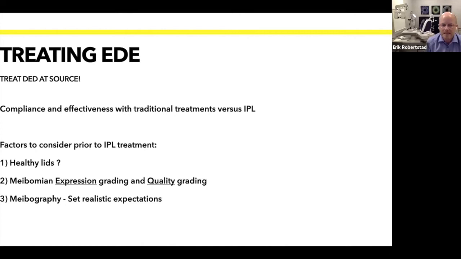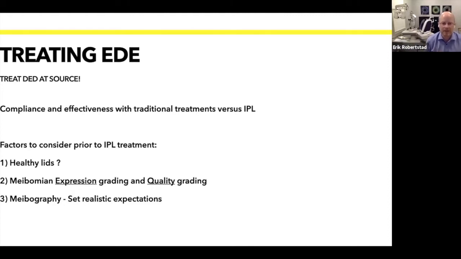But before we do intense pulsed light treatment, I would like you to consider these 3 things. Number 1, healthy lids. Are the lids healthy? Do you see signs of blepharitis? Do you see signs of biofilm formation, crusts, redness, stuff like that? Treat it. Make sure you control the lid environment. Number 2, you need to consider what is the grading of the expression and what does the quality look like. Because the more severe the condition is, the harder it is to get a really good result. And I will talk about that later. So in other words, it's easier to start treating people before it gets really bad.